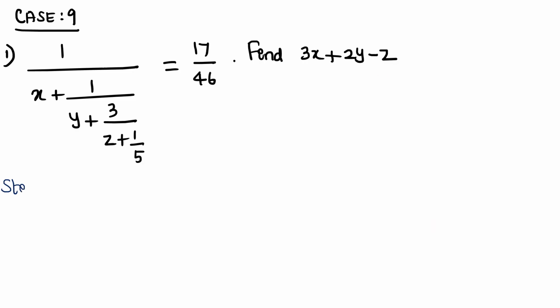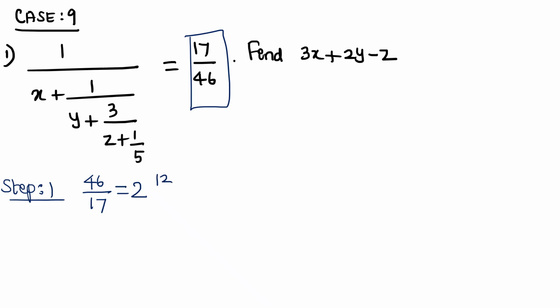When you come to step 1, I will be writing the reciprocal of this number, that is 17 upon 46. I'll write the reciprocal, and you will get 46 upon 17. For this you will write the mixed format. In the mixed format, I'll get 2 12 by 17. When you write in the mixed format here, this 2 indicates your x value.